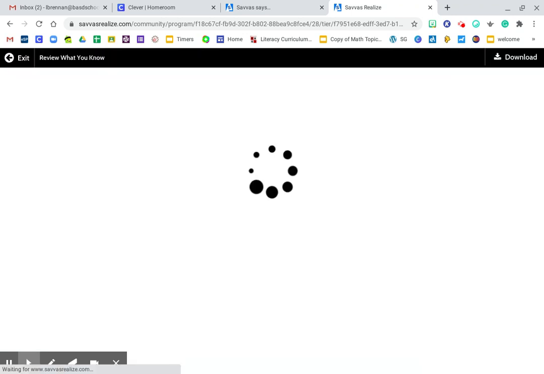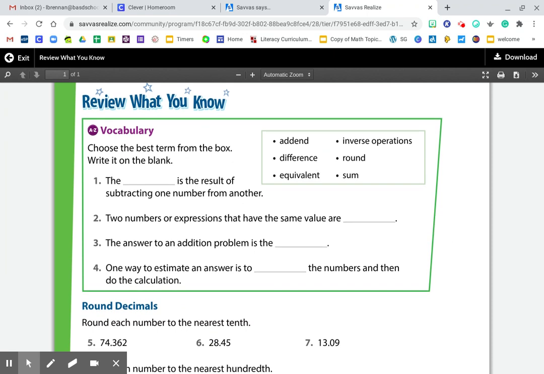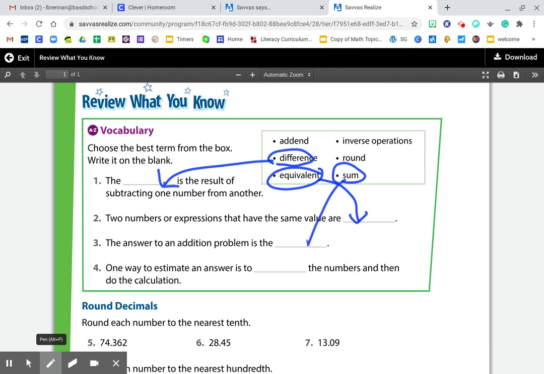we're going to first review what we know from 4th grade. So reading what you know, you've got some vocabulary words that you will be looking at, but let's see what you can remember. Choose the best term from the box and write it on the blank. The blank is the result of subtracting one number from another. And the difference is the result of subtracting one number from another. Two numbers or expressions that have the same value are called equivalent. The answer to an addition problem is the sum.